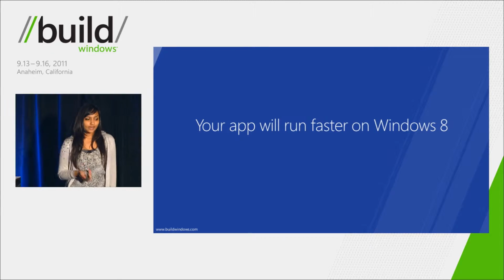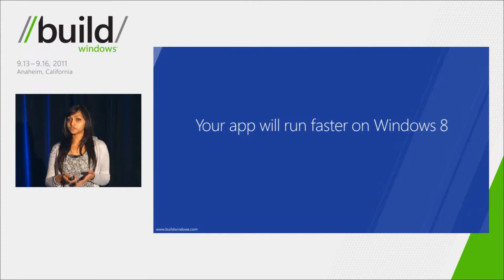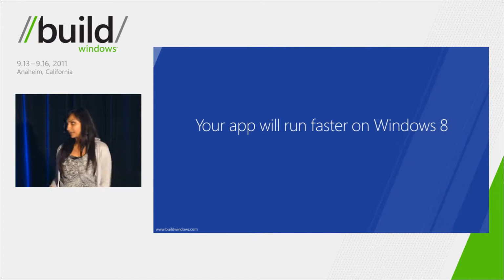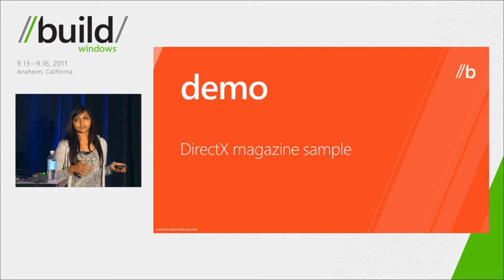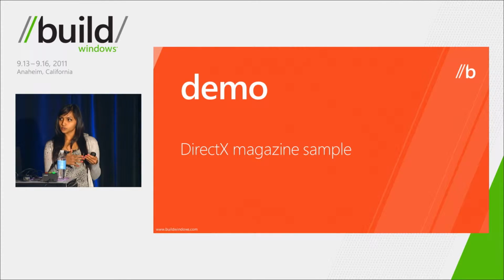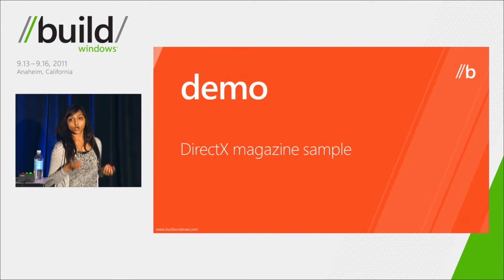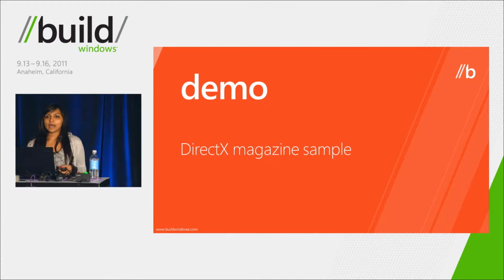The message that I'm trying to land here is that your existing applications are going to run much faster on a Windows 8 system, which is great. So far, the first sample I showed was very text focused and the second one was very geometry focused, basically just rendering the same sort of primitive. In a real world scenario, you might have more stuff.